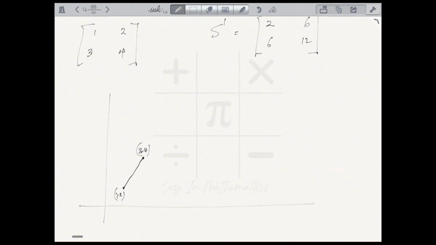Now it is being scaled to (2, 6), and likewise (6, 12). Okay, let's say this is (6, 12) and (2, 6). Then when we join the line, we can see that this is larger than this, scaled by 2 on the x, and on the y it is scaled by 3.